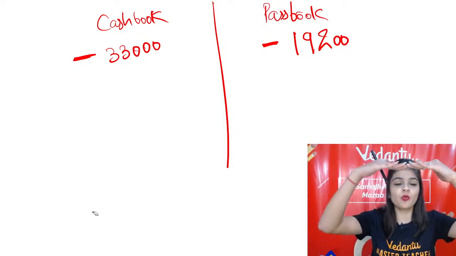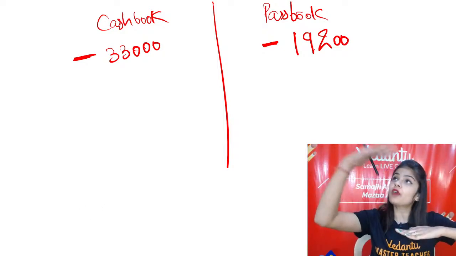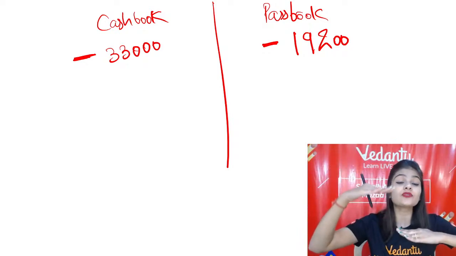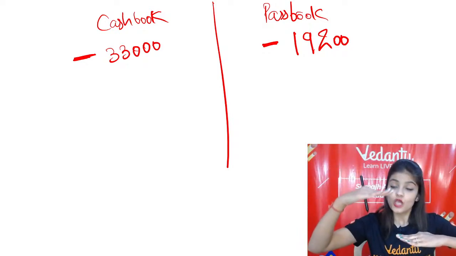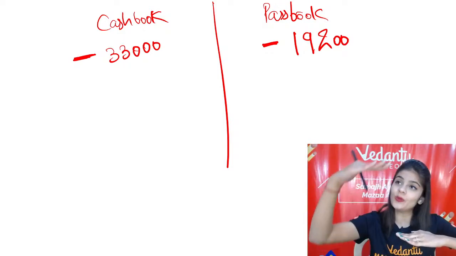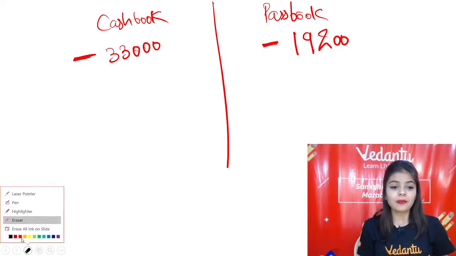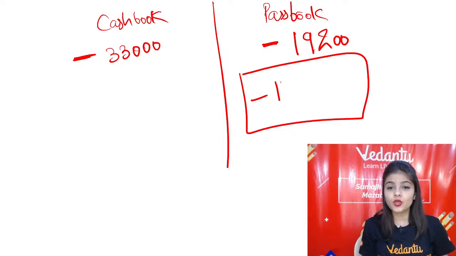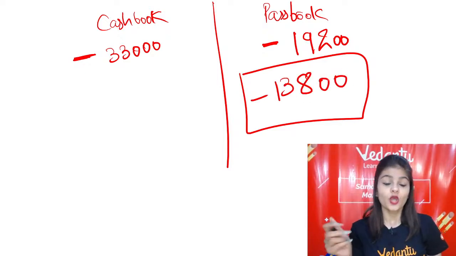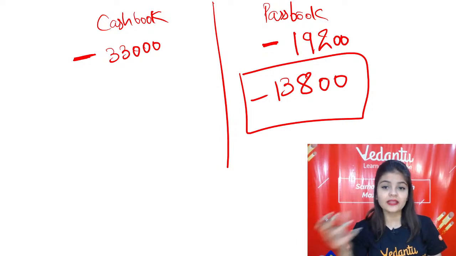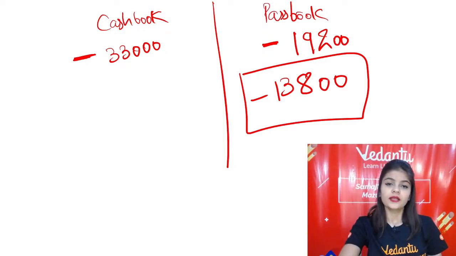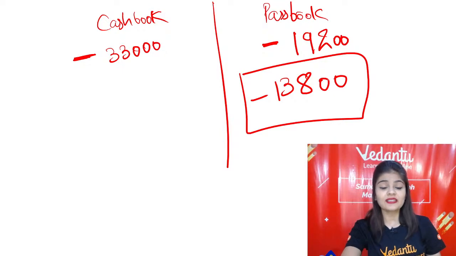So from cash book 33,000 is subtracted. From passbook, only 19,200 is subtracted. So passbook में क्या करोगे? You will subtract the balance from passbook. We will subtract 13,800 from passbook. तो हम passbook में से कितना माइनस करेंगे? 13,800. Aman, there is nothing to learn in subsidiary book. That is the easiest chapter.